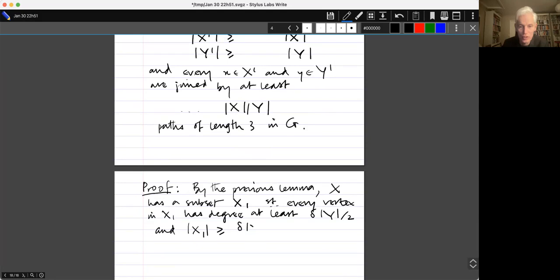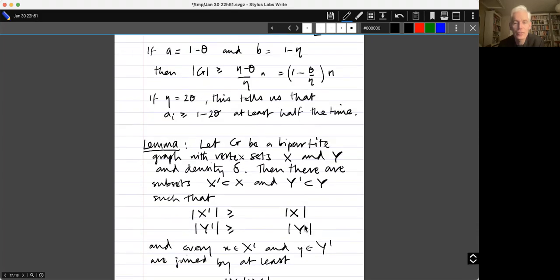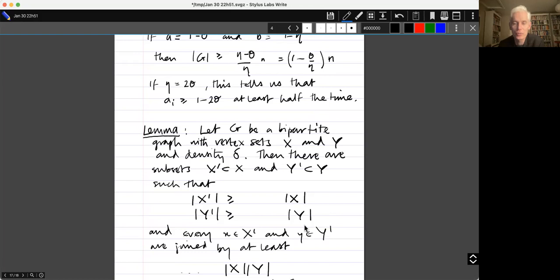and the size of X1 is at least delta times the size of X over 2. So just to see why that follows from the previous lemma, in case that's not instantly clear, the normalized degree of a vertex in X is the degree divided by the size of Y. So the normalized degree lies between 0 and 1. The average normalized degree is delta.